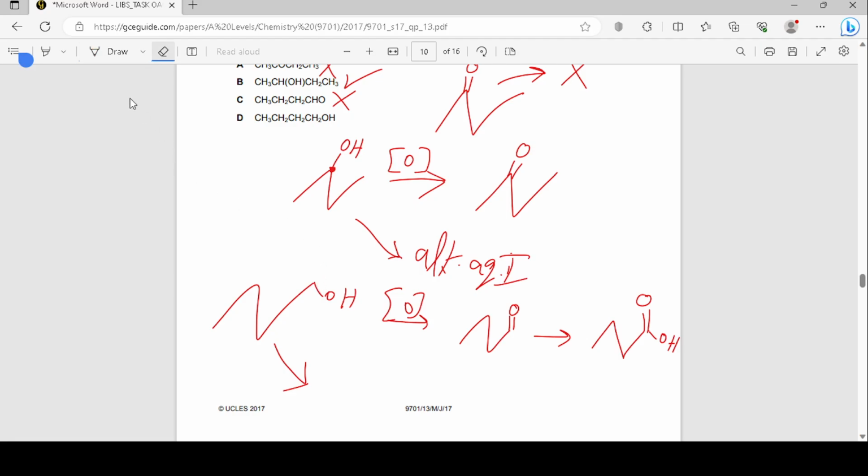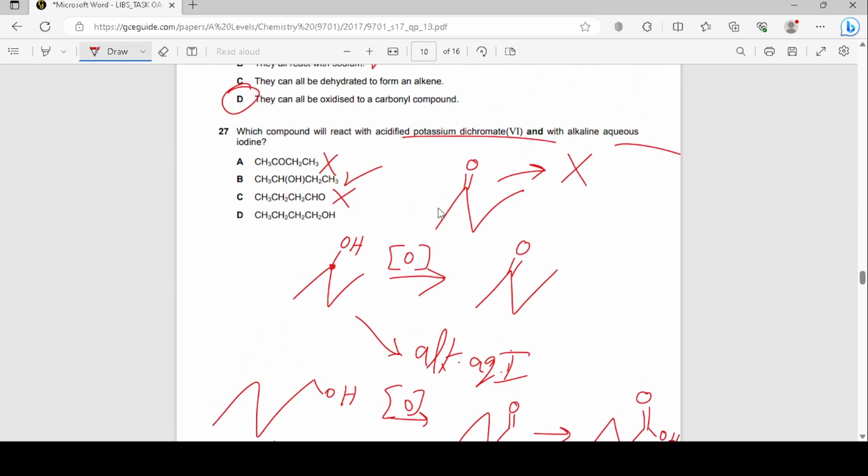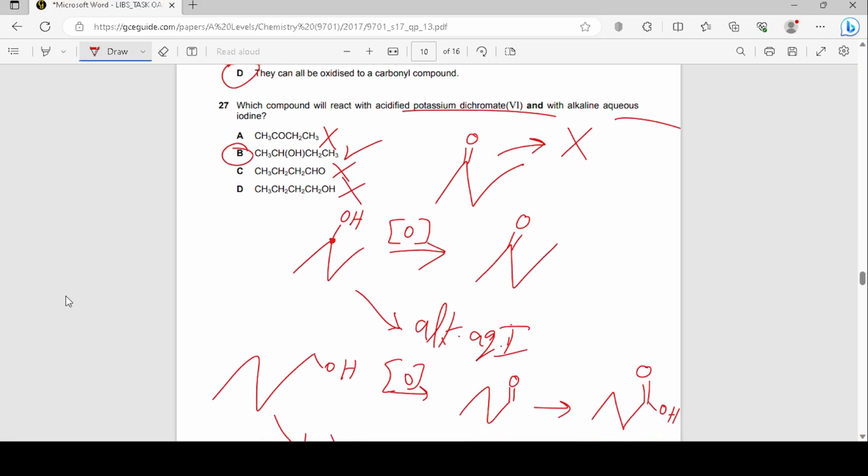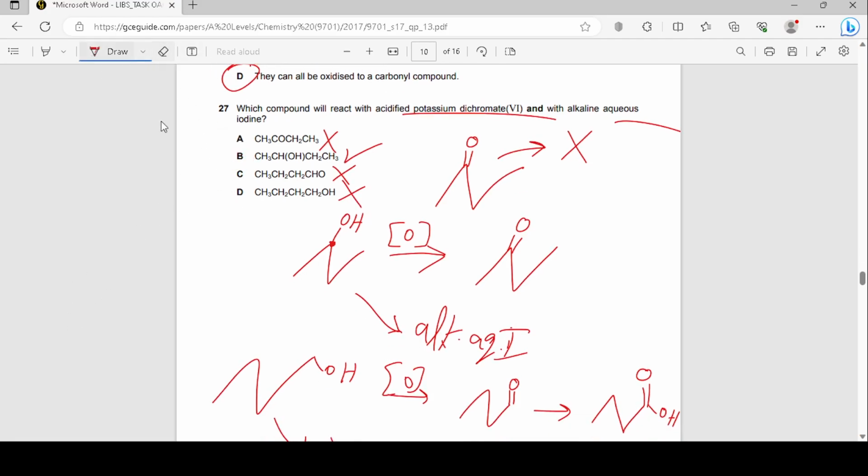But this is a primary alcohol and has no adjacent methyl group either. So it cannot react with alkaline aqueous iodine, so it fails the iodoform test. And because of that, B is going to be the correct answer, because A and C and D are all wrong.